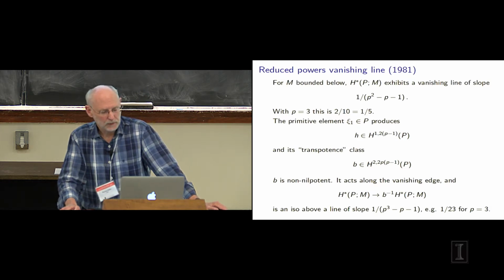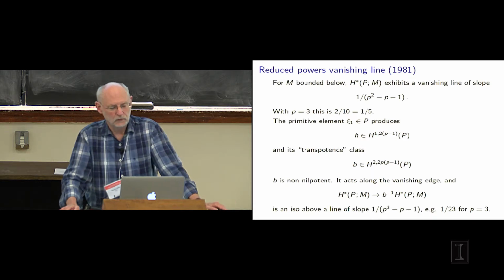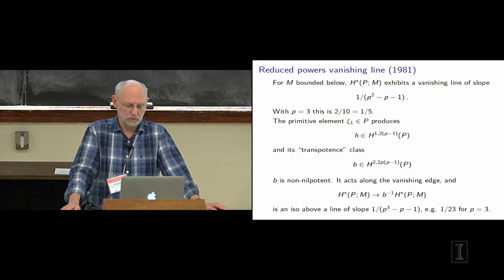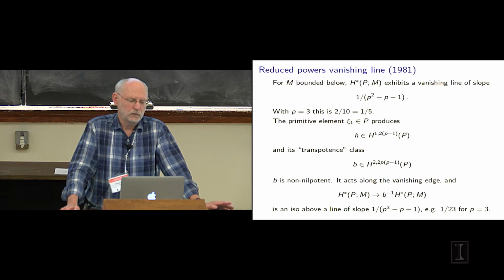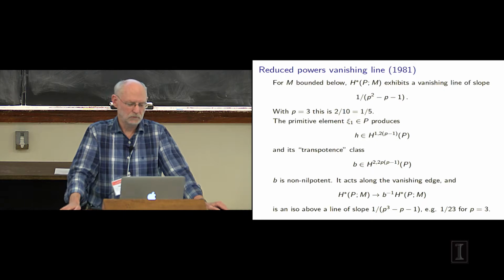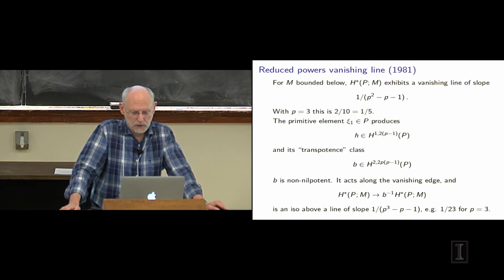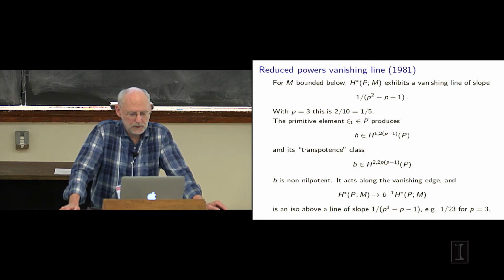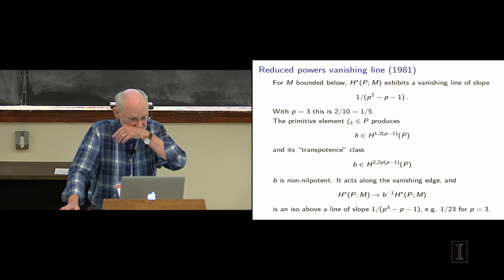So inverting B is really completely analogous in this new framework to inverting V0 when working over the full Steenrod algebra. After all, the dual reduced powers at an odd prime look exactly like the full dual Steenrod algebra at the prime 2, right? So this new operator, B, acts along the vanishing edge, and we should ask what happens when you invert it. I should say something about B that's not in these slides.